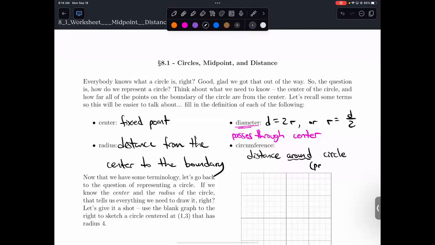Distance around the circle, so it's like the perimeter. We're not really going to do anything with the circumference. I just felt like I needed a fourth bullet point there mostly, but I also wanted to mention briefly, you remember how the circumference is defined, how you find it?